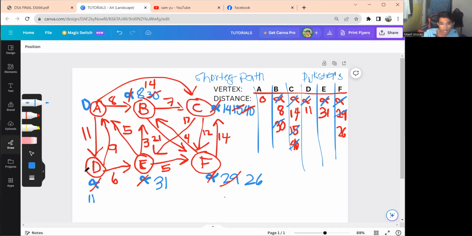So A to D earlier, we stopped, so we continue with the D path. So we go back to D. For D, the adjacent nodes are A as well as E. So for D to E, that is basically 6. 11 plus 6, that is 17. So basically, update here, 17. All right, there you go. Then cancel 31 since 31 is the greatest value. So update your E as 17.